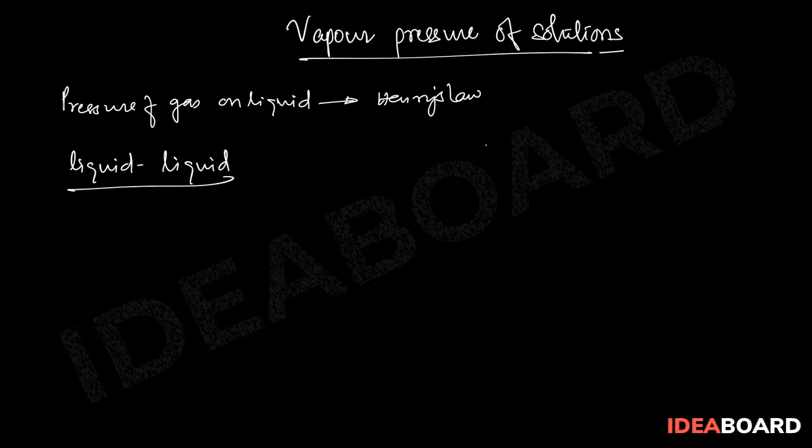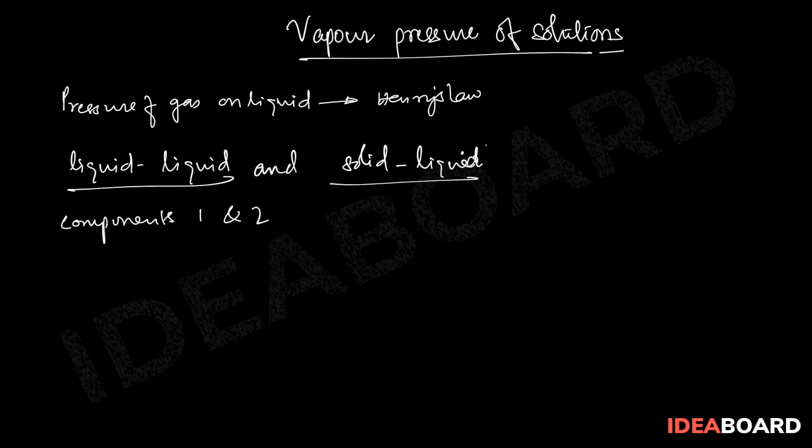So basically we have to analyze liquid in liquid and solid in liquid type of solutions. First we will analyze liquid in liquid type of solution. Let us consider two components, component 1 and 2, are mixed. Of course both are liquid, so both will be volatile, and considering that they are volatile, they will exhibit certain vapor pressure.